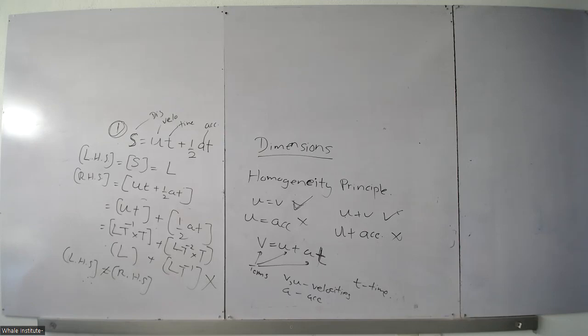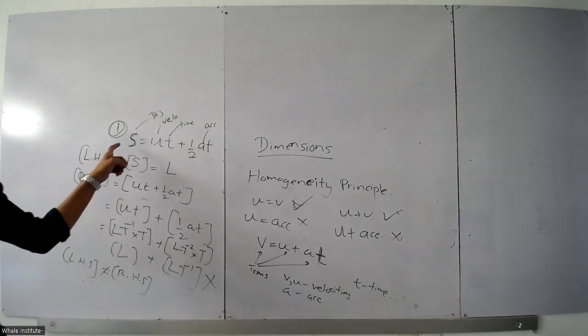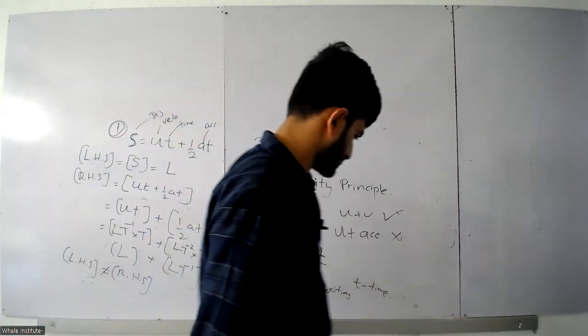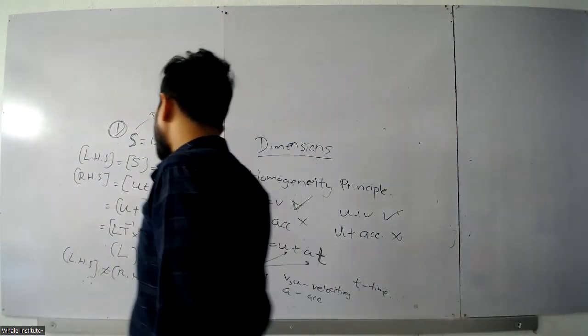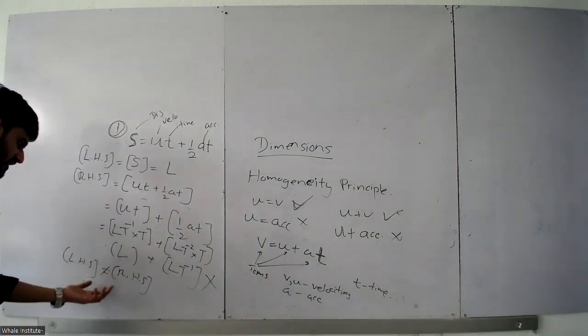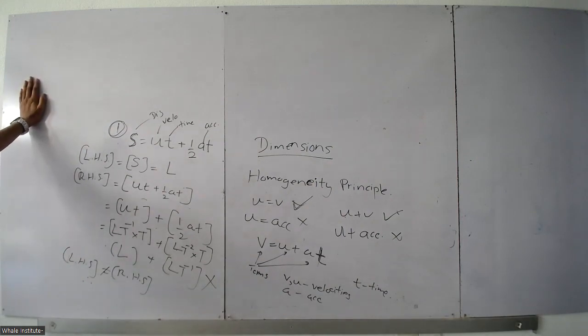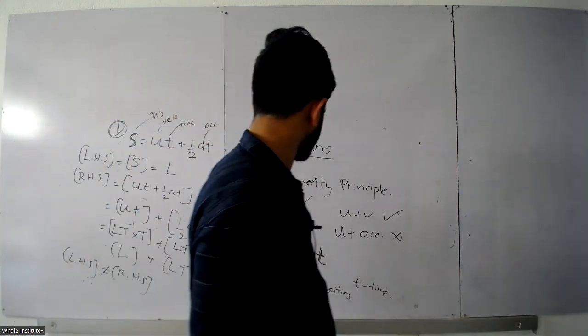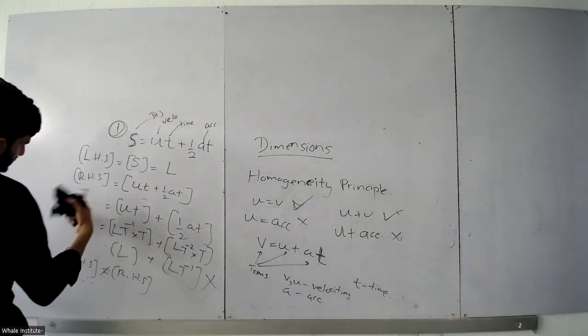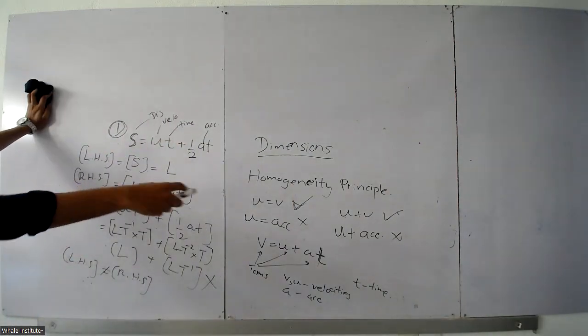You can practice with the correct equation s equal to ut plus half at square, then you can do the same process and check whether the LHS is equal to RHS or not. You can practice more equations to get familiar with this process, getting the dimensions correct or not.